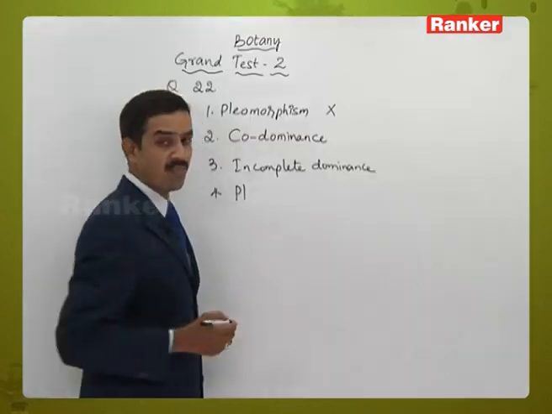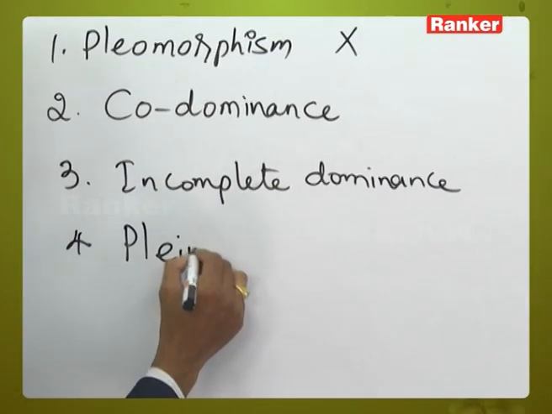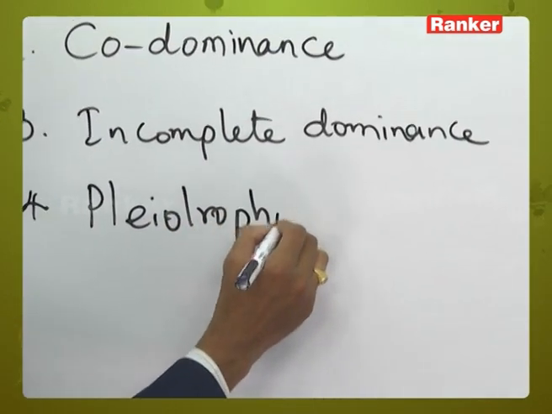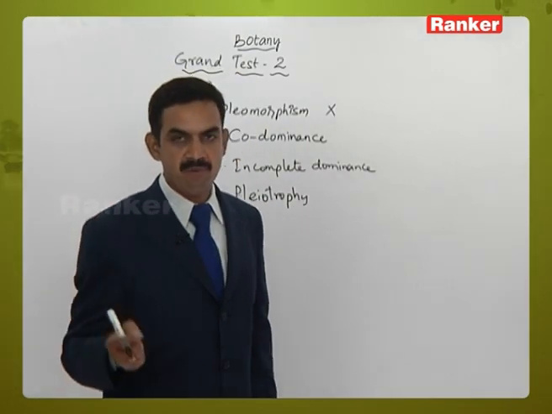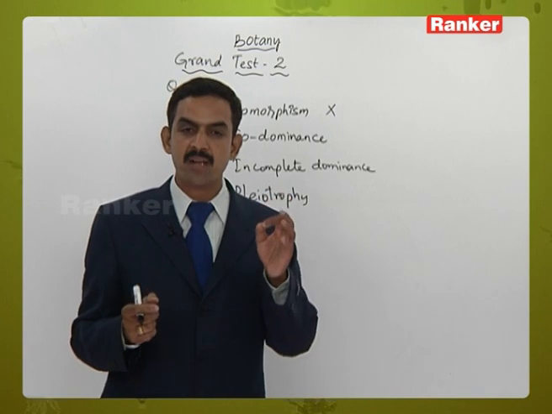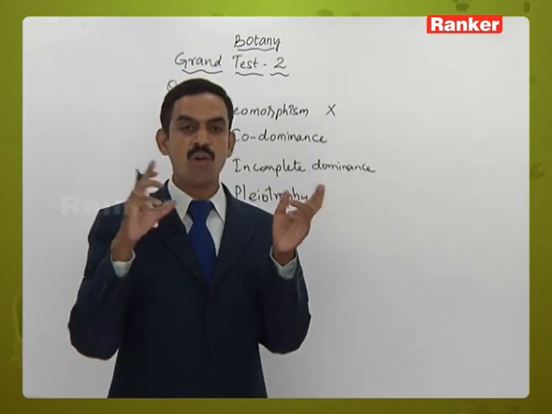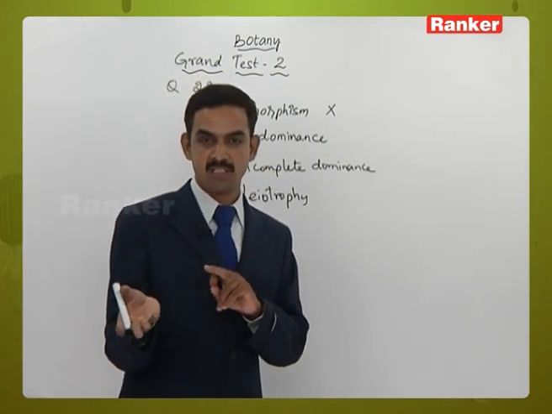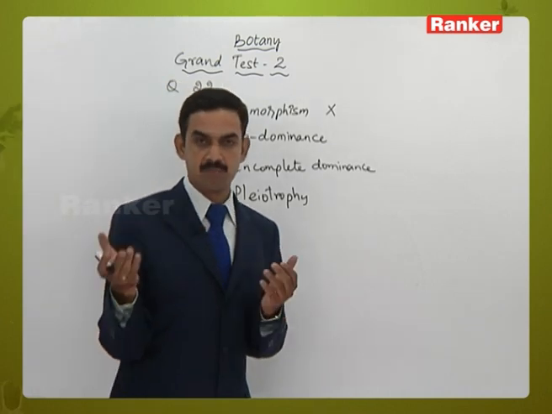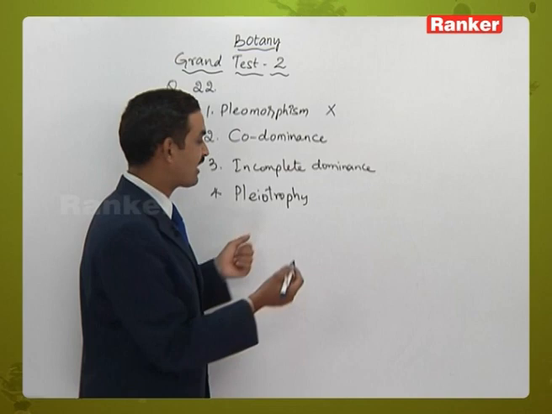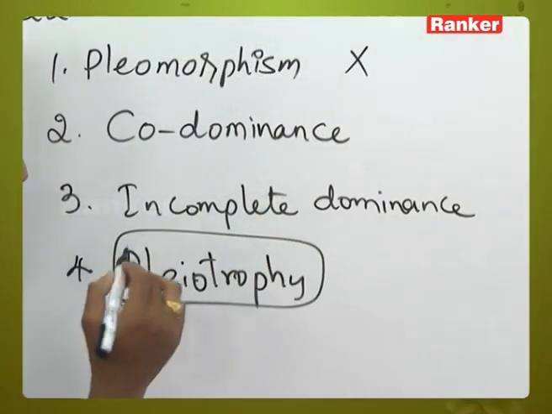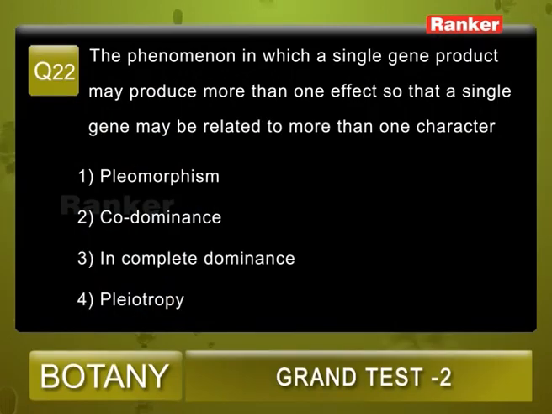Then the fourth one is pleiotropy. Pleiotropy is a phenomenon in which a single gene product will have more than one effect on the phenotype. So that ability is called pleiotropy. So this is the correct one related to the statement given in question number 22. So question number 22, the correct answer is 4.